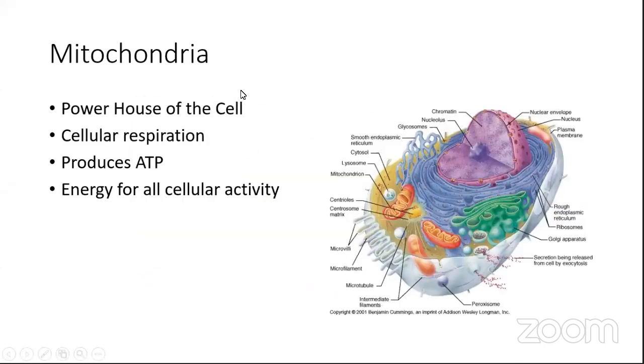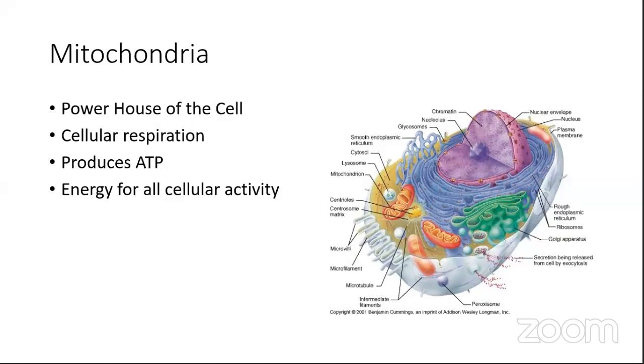Good. Now we move on to the mitochondria. There is another important organelle in the cell. Mitochondria is the powerhouse of the cell. The main function of the mitochondria is cellular respiration, nothing but the breakdown of larger energy molecules into smaller molecules with the help of oxygen. This process takes place inside the mitochondria.